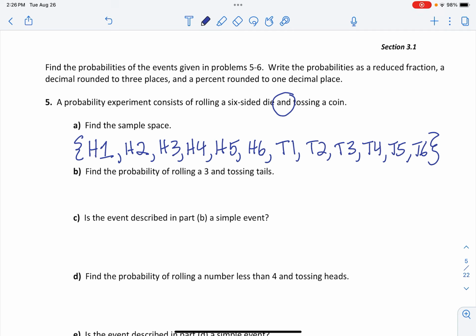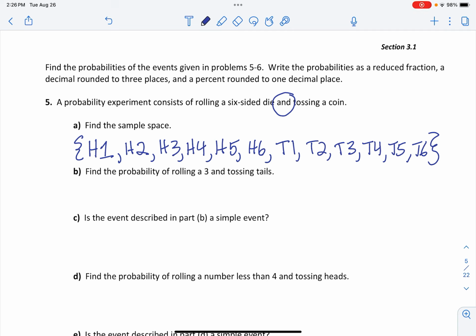Once we have that listed, it's going to be easier to find the probabilities because now I can count up the number of values in the sample space, which I see there are 12. So anytime I ask or answer a probability question, I know the bottom number is 12.